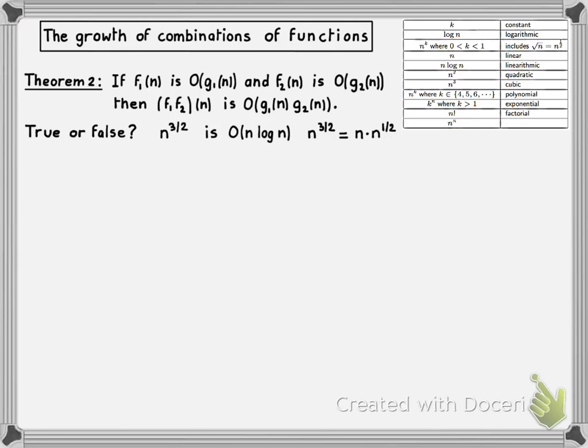And you should remember, and again, this is the last time I'm going to include this table here, that the square root function grows faster than the log n function. So in other words, the product of n with the square root of n grows faster than the product of n with the function log n. And as a result, it is not the case that this function is upper bounded by n log n. So the answer is false.